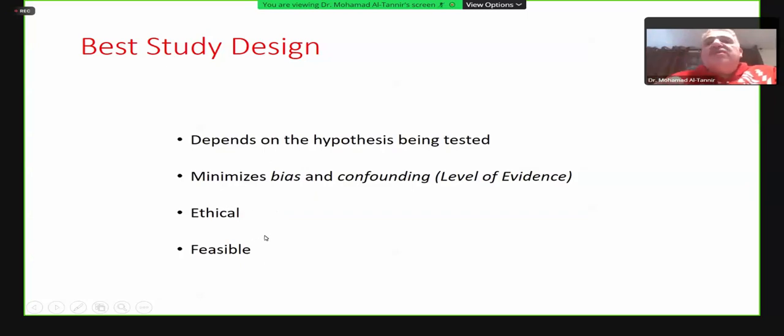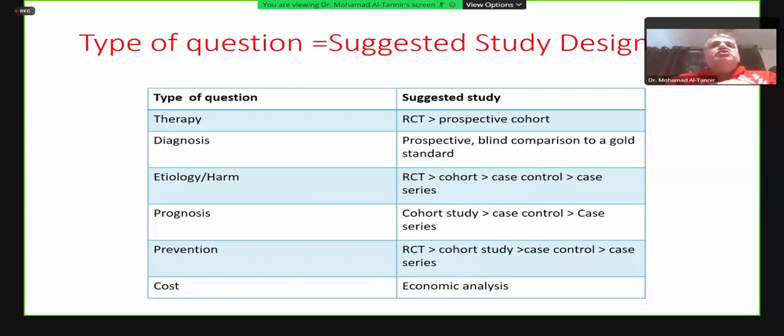The study design should always be ethical and feasible. This is very interesting. Ethical and feasible are basics that we cannot omit or ignore.